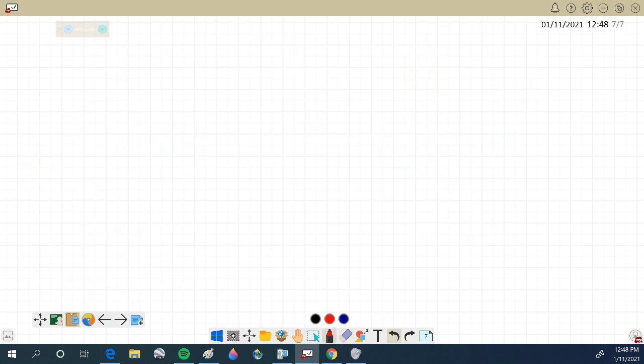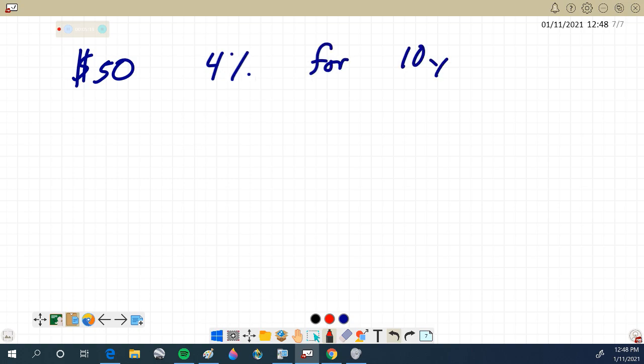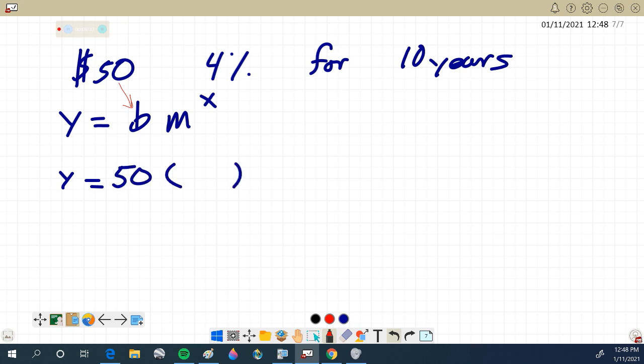So you'll get a problem that says something like this. You start with $50 and you're growing at 4% for 10 years. How much will that money be worth after 10 years? The equation is y equals b times m to the x. So that number goes here. But how do we increase by 4%? This is a little bit difficult. How do we increase by 4%?